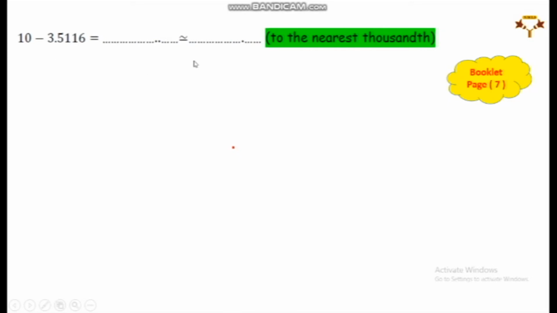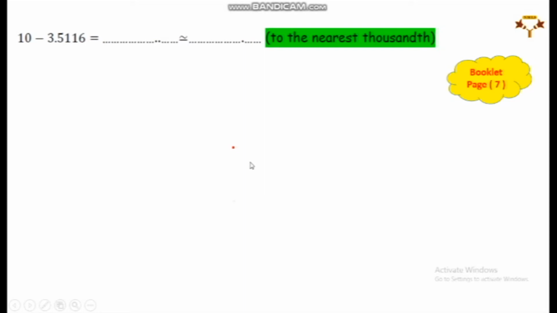Now let's see another example. Open your booklet, page 7. 10 minus 3.5116. He wants you to figure out the answer of this question and approximate it to the nearest thousandths. In the same way, we know the place values: tenths, hundredths, thousandths. So after solving the operation, we have to approximate it to the nearest thousandths.